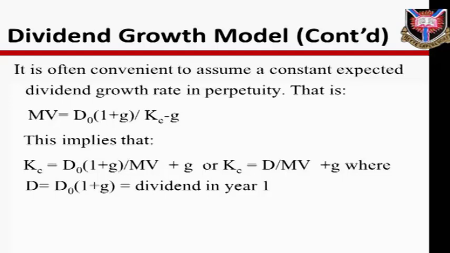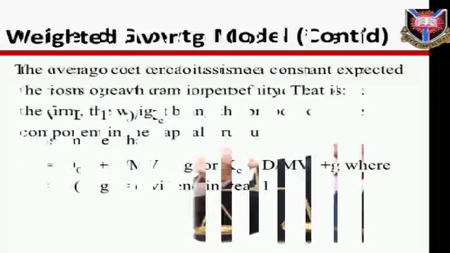Cost of retained earnings. Retained earnings involve an opportunity cost. The opportunity cost of retained earnings is the dividend forgone by shareholders. K naught equals D over P naught plus G, where K is the cost of retained earnings.